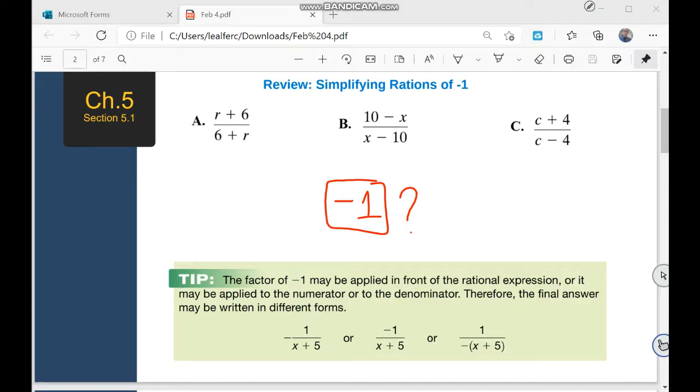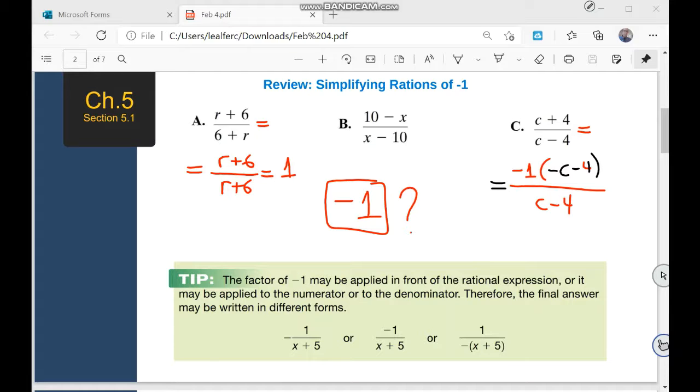So A is going to be r plus 6 over 6 plus r. It's the same thing, equals r plus 6 over r plus 6, right? You can change the order, it doesn't matter, and this equals 1. So it's not A. Maybe C. Let's check C, c plus 4 over c minus 4. If we try to factor out -1, we will have, let's say, -1 times -c minus 4 over c minus 4. The point is, this is not the same. We cannot factor it out.